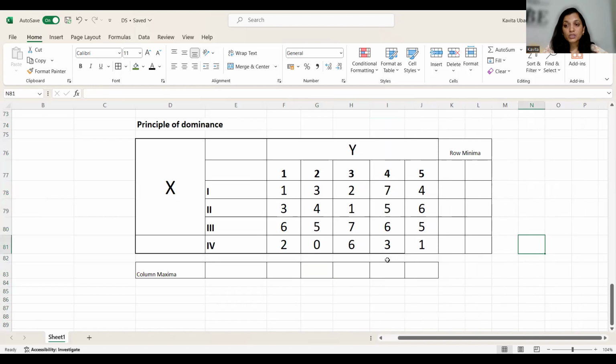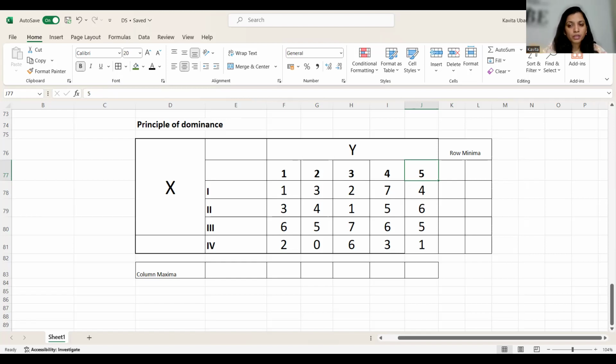Okay, so now there is one more example on the screen, with player X and player Y. Player X is using 4 strategies here: 1, 2, 3, and 4th one. Player Y has 5 strategies: first, second, third, fourth, and 5th one. So this is a 4 by 5 matrix available with you, and it is asked to find the value of the game and optimum strategies for the particular players. And that we are going to calculate.